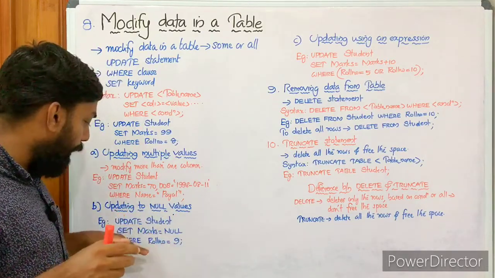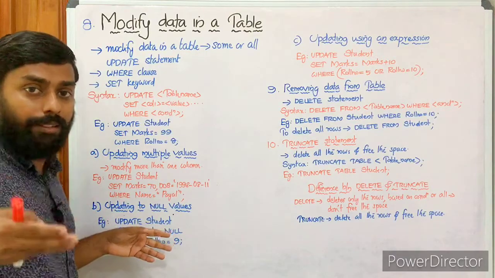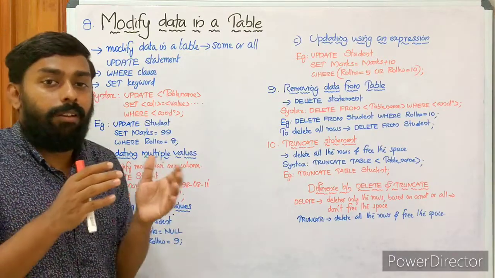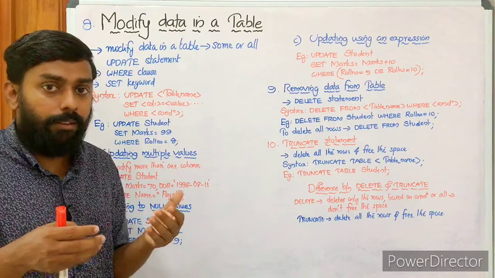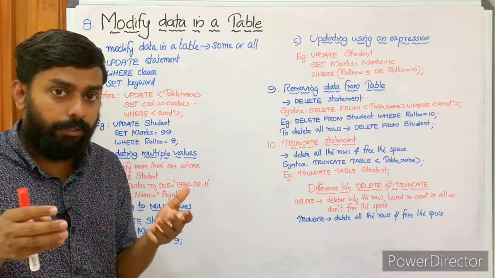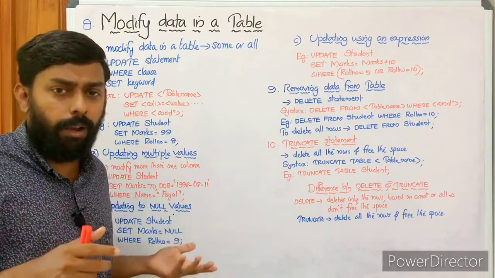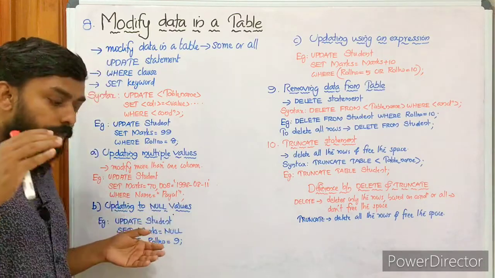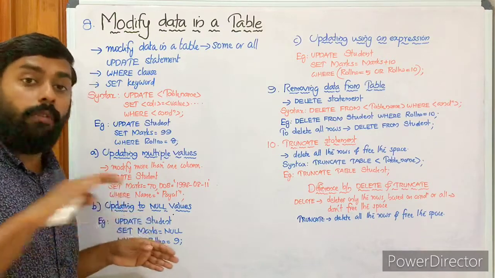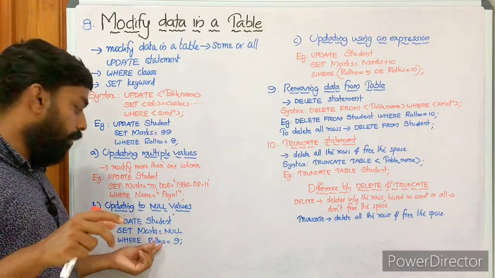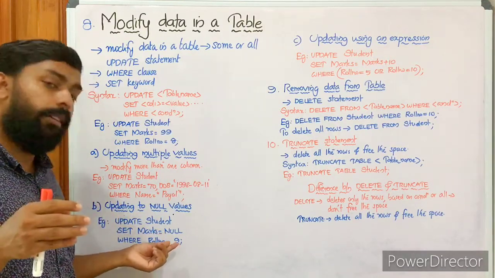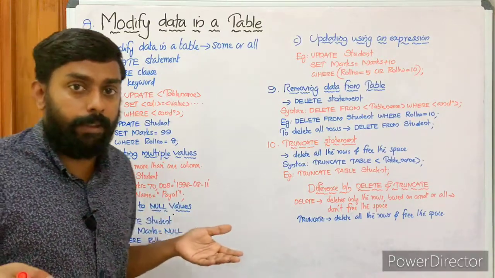Actually, when do we apply this null? For example, suppose a student hasn't attended the exam. At that time we don't give 0, we give a null value. No value will be provided in the space. That's what null value actually is. So instead of giving 0, we can give no value to that place. So for roll number 9, the student may be absent from the exam, and at that time we set it to null.